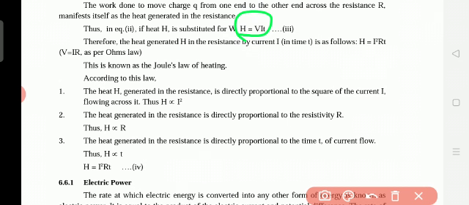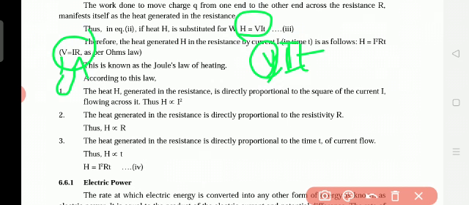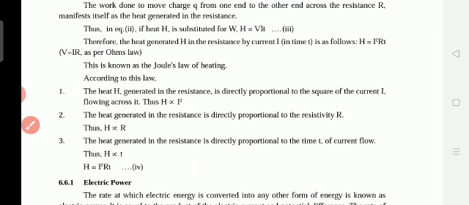So Ohm's law is what? V means potential difference. It is directly proportional to the current. So V I T is here. V I T, and V is equal to I R. So that is why in the place of V, we write I R, and one more I is here. That is why I square R T. So this is known as Joule's law of heating.